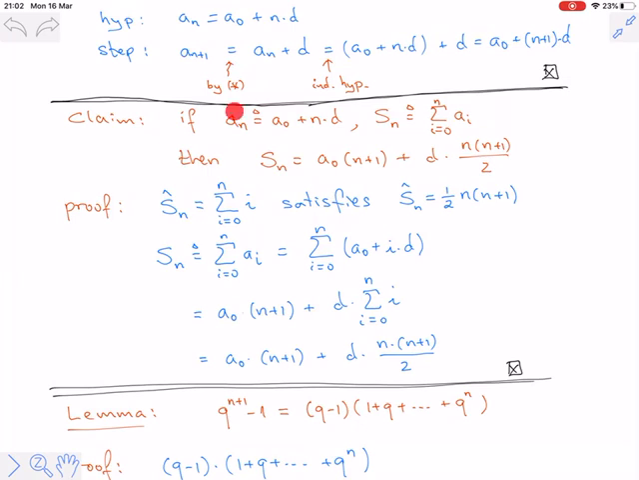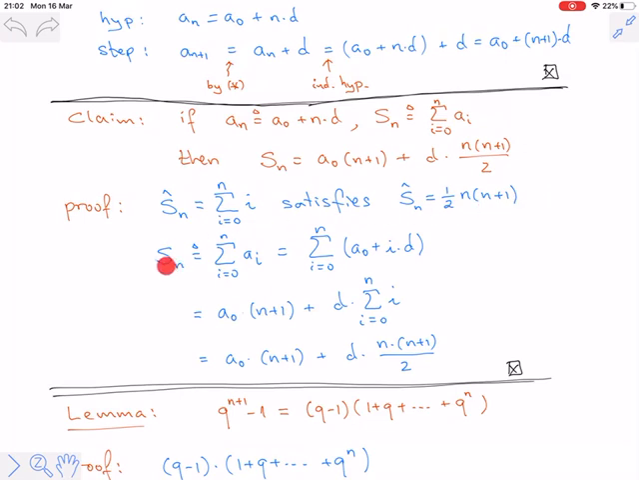So, we know that An is defined to be A0 plus n times D. Sn is defined to be the sum of the first n plus 1 terms of the sequence, and we want to prove that Sn equals this expression. We also know that if we look at the arithmetic progression, the sum of i equals 0 to n of i, and we denote this sum by Sn hat, then Sn hat equals 1/2 times n times n plus 1. Okay, this we showed in the chapter on induction.